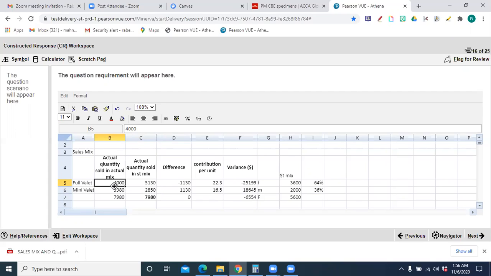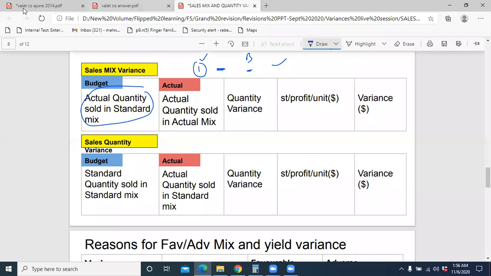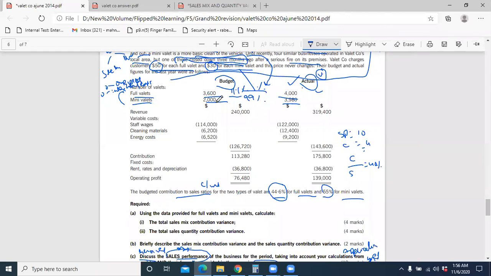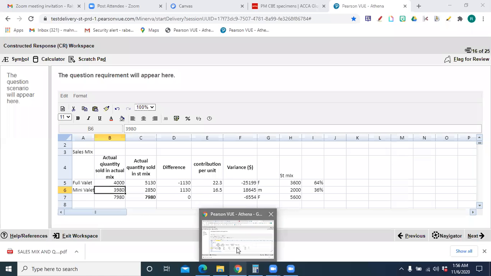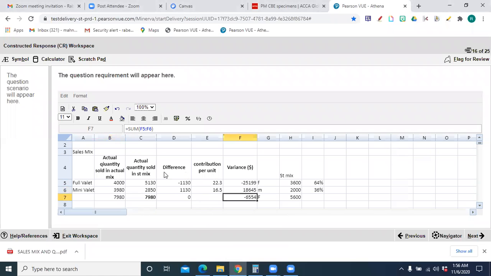So there is a shift to selling the least profitable product more. Now, as I told you, there's actually a 99% increase in the mini value. This is because, and also there was some competitor over there that also closed the business. That could be the impact of that. So here we were supposed to sell 5130 of full value, but we actually sold 4000.